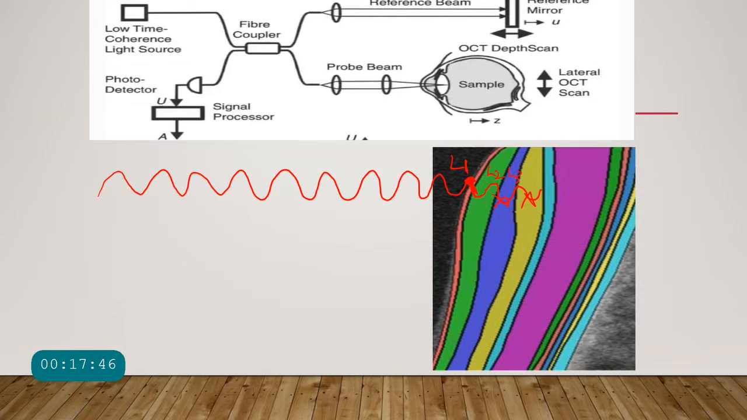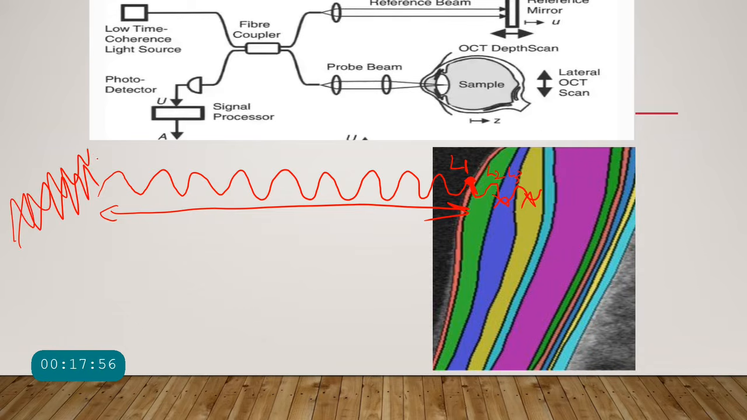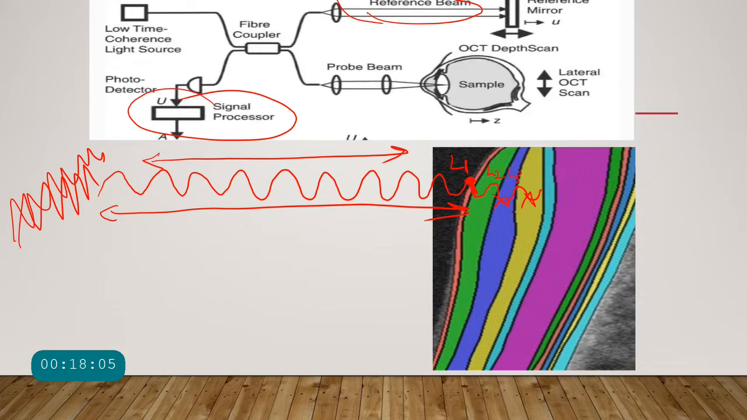Now the reference mirror is going to adjust itself to this optical path length till we get an interference signal, and once we get this interference signal over here in the photodetector, we will note down the optical length of this reference beam, and from the optical length of the reference beam we will know the depth of this layer 1. So this is how the time domain OCT will work.